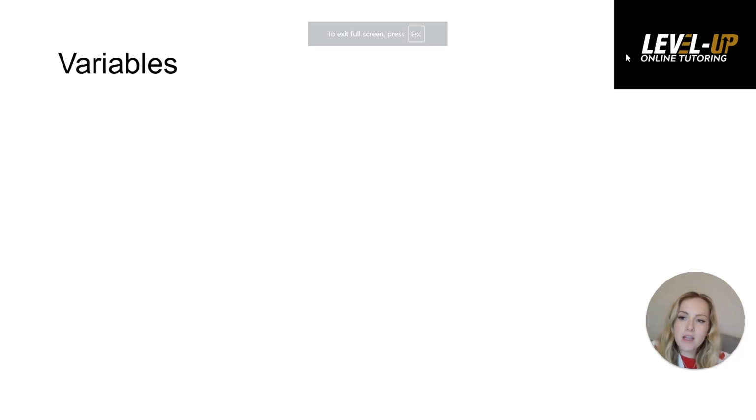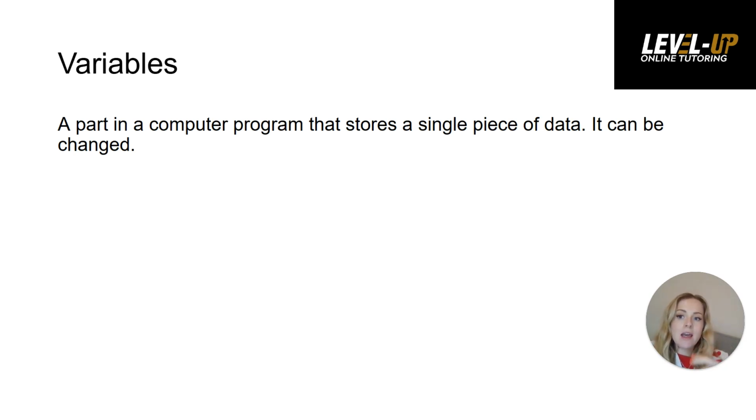Okay, so first I'd like to talk to you a little bit about variables. I'm sure you've probably used variables all the way up from year 7, and all I need you to know is, and you probably already know this, it's a part in a computer program that stores just a single piece of data. It can be changed. It's not like a constant. Constants always store the same piece of data, whereas a variable's data can be overwritten, but the main thing is it's only storing one piece of data at a time.